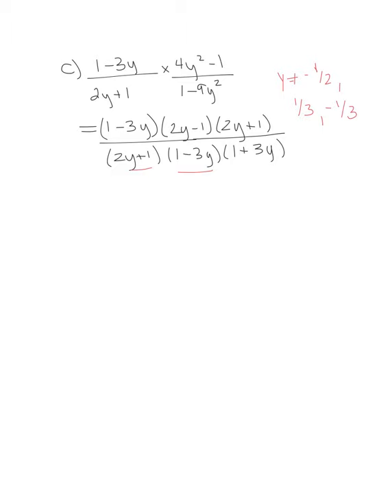I can cancel out a couple of things now. So I can cancel out the 2y plus 1s and the 1 minus 3y. And so this is all going to reduce to 2y subtract 1 over 1 minus 3y.